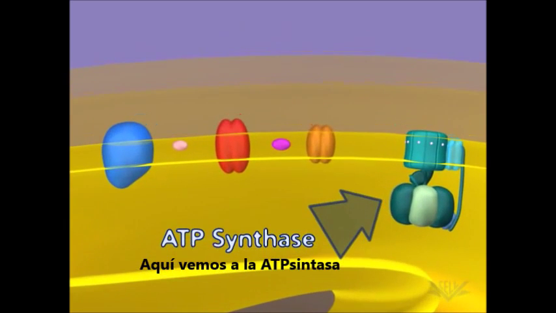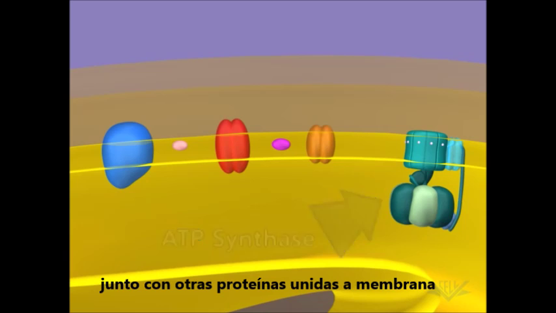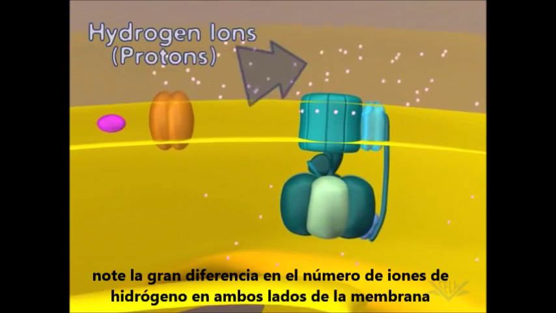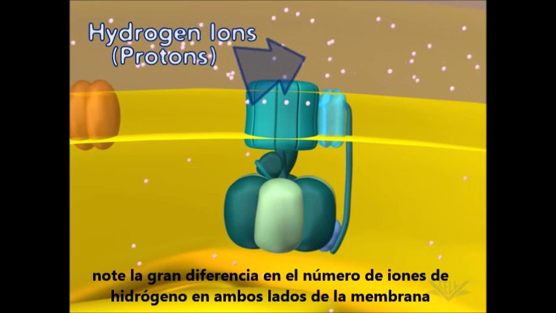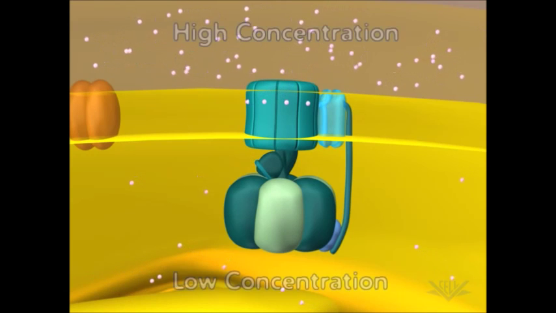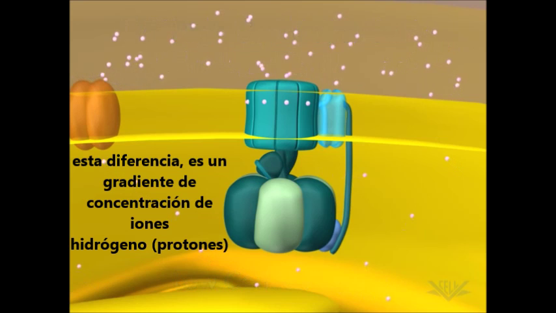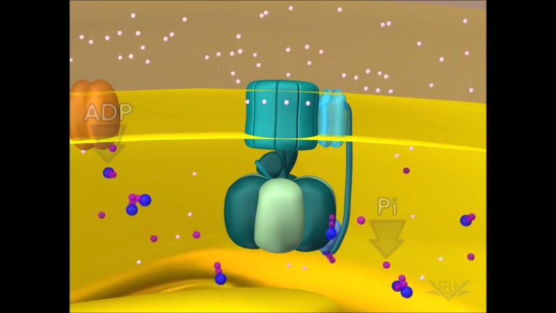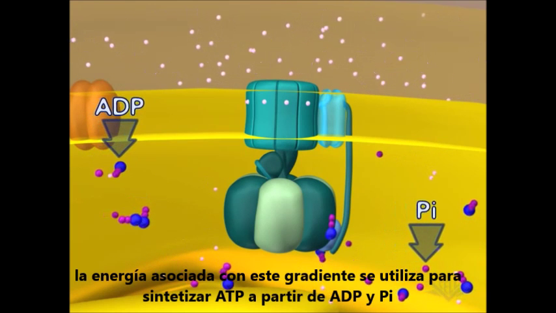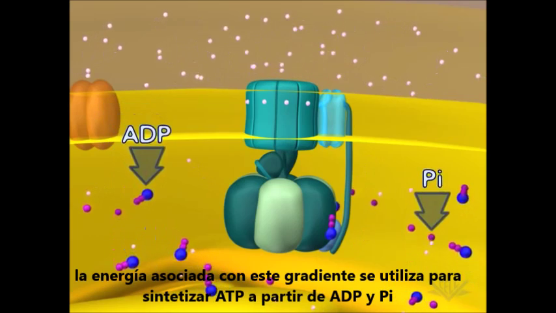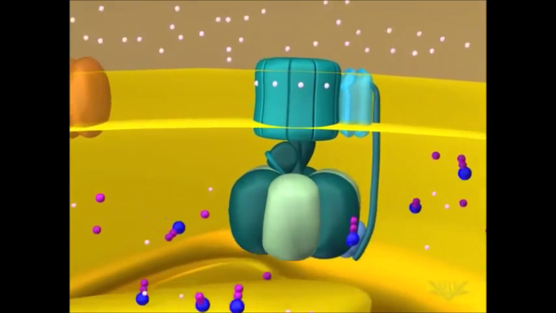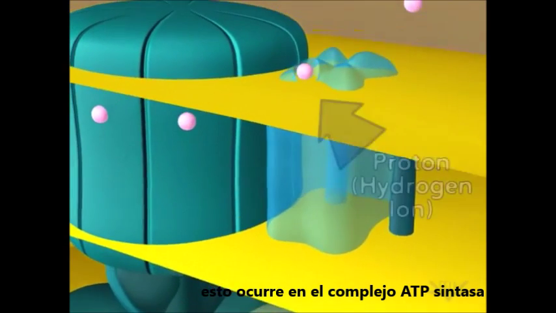Here we see ATP synthase, along with other membrane-bound proteins. Notice the large difference in the number of hydrogen ions on the two sides of the membrane. This difference is a hydrogen ion, or proton, concentration gradient. The energy associated with this gradient is used to synthesize ATP from ADP and Pi. This occurs at the ATP synthase complex.